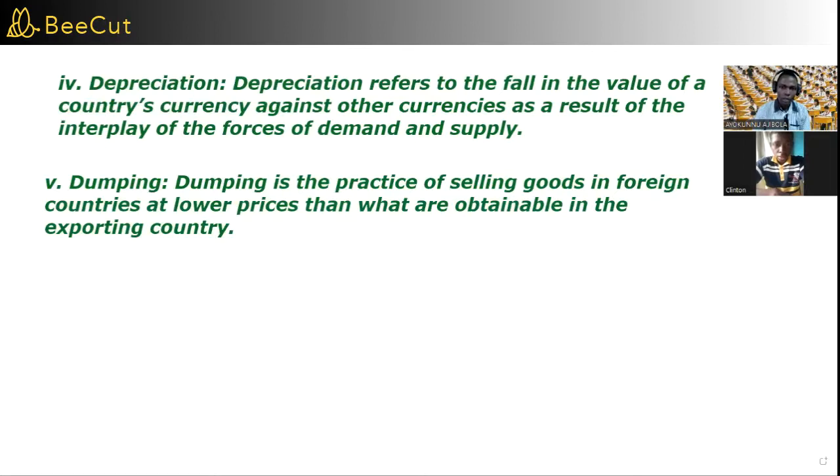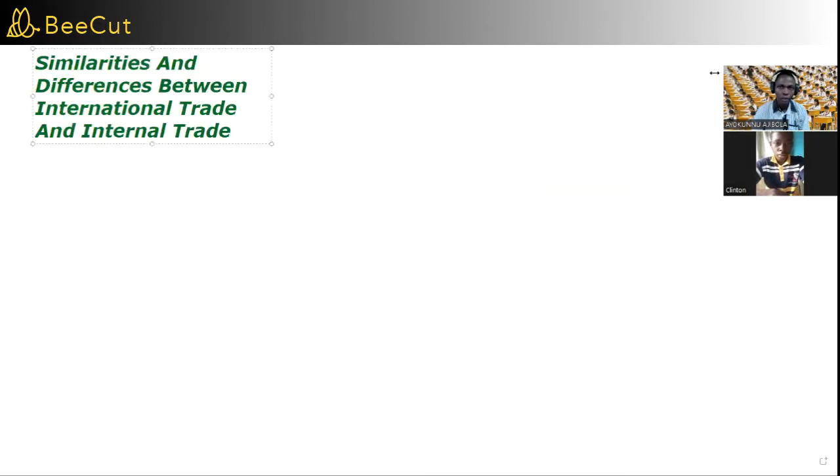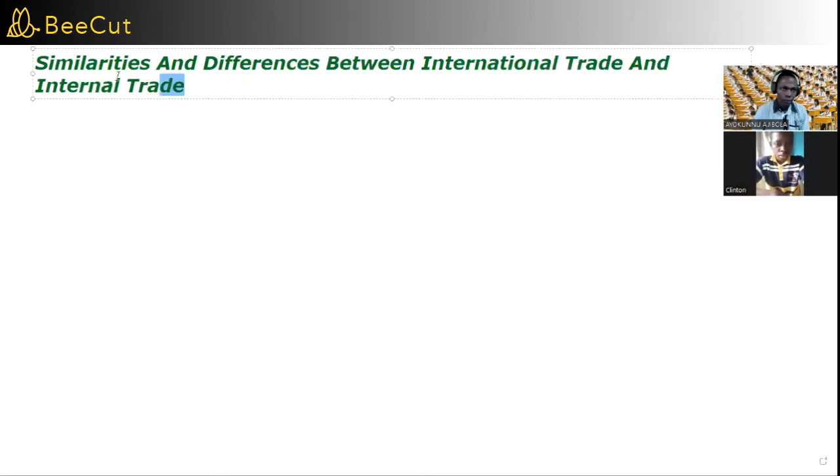So let us now look at the similarities between internal trade and international trade. We're talking about similarities and differences between international and internal trade. We put this at the same time.